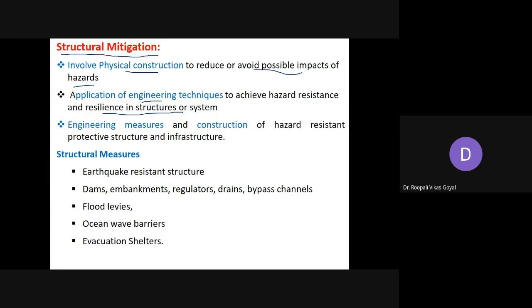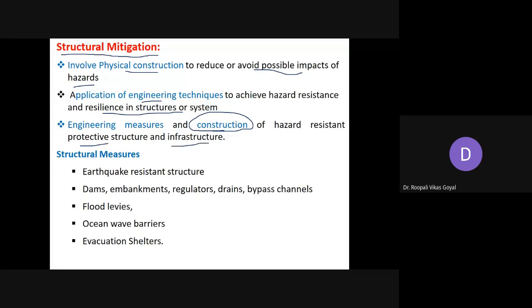Recovery should come quickly. And these are the engineering measures and construction. The civil engineers are generally involved in the construction part. So these are engineering measures in the construction of hazard resistant protective structures and infrastructure.